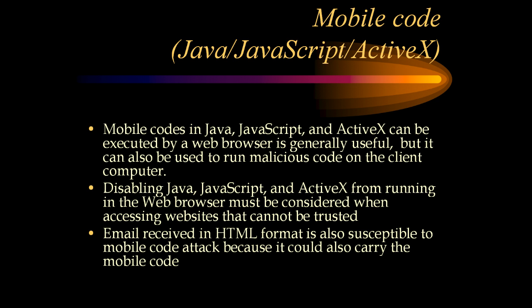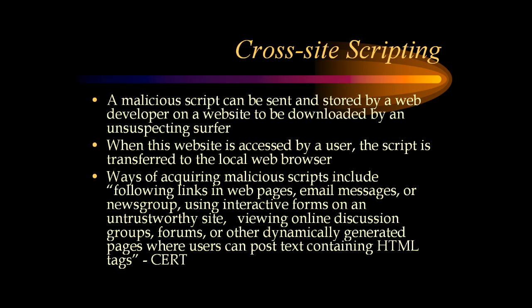And of course, mobile code in Java, JavaScript, and ActiveX can be executed by a web browser. Okay, you can disable Java, JavaScript, and ActiveX, but then you run into problems when people are trying to do things that have a multimedia aspect to them. And of course, email received in HTML format is also susceptible to mobile code attack. It looks nicer and it's neater, but it's bigger, it's bulkier, and it is more vulnerable. I myself prefer to get my email in plain text whenever possible. It's not as neat, but the information is still there, and it's faster and it's more secure.